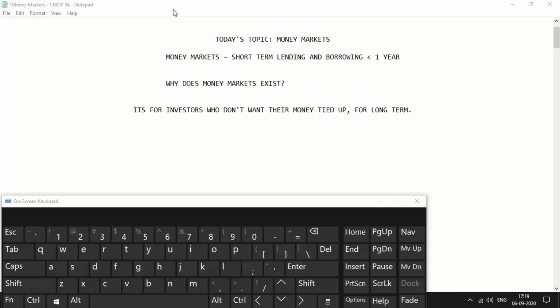Sir, why have you written it's for investors who don't want their money tied up for long term? Because it's for short term? That is why. Yes, exactly.